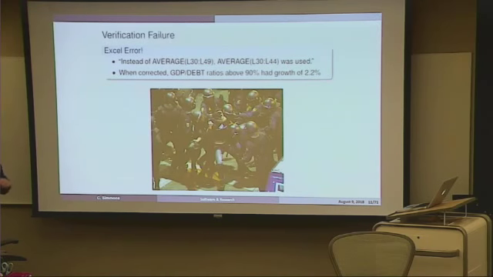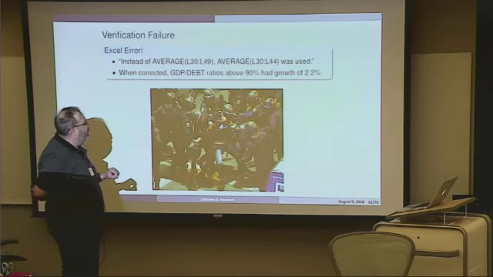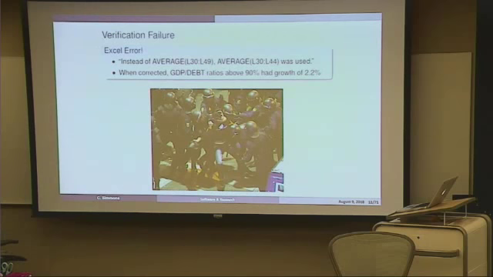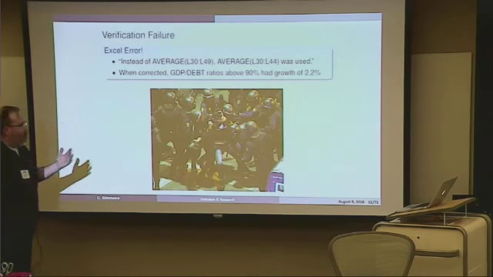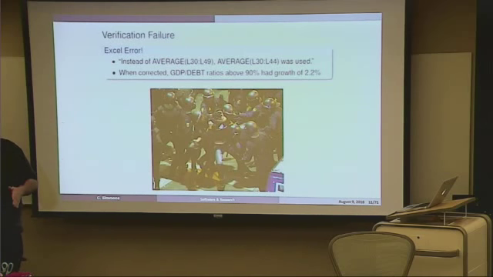Turns out there was an Excel error. And instead of averaging 49 in column L, they did 30 to 44. When it was corrected, it actually showed there was a growth of 2.2%. And then you might have remembered something happened in Greece.